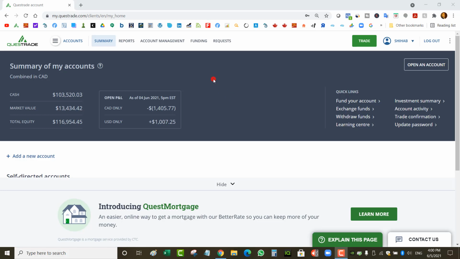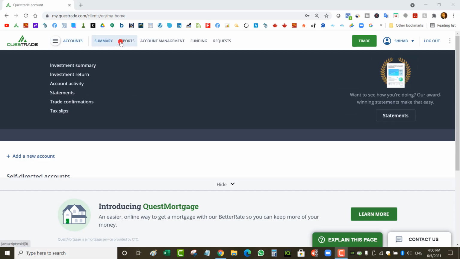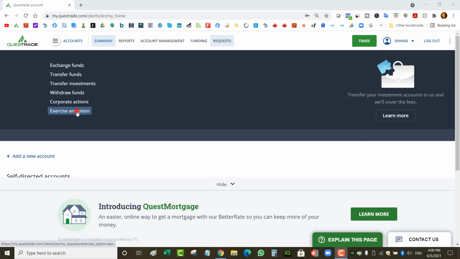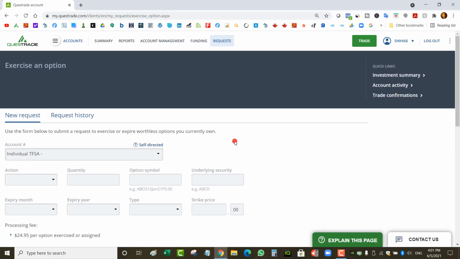So in Questrade, not in the trade section, but in the account section, the account management section, if you go to requests here, you'll see exercise an option. So if you click on exercise an option, now I'm going to tell you how to exercise an option, but I'm also going to say why I don't think it's a good idea to exercise an option and how there is an alternative to exercising an option.